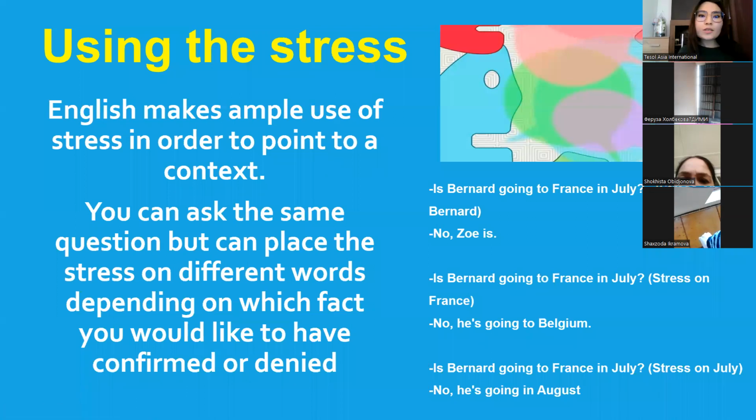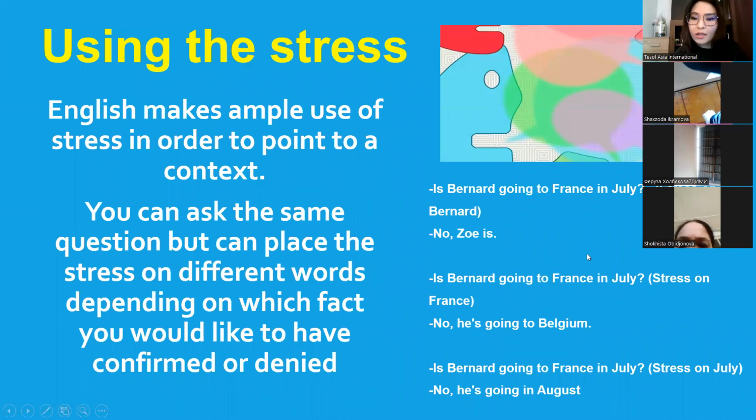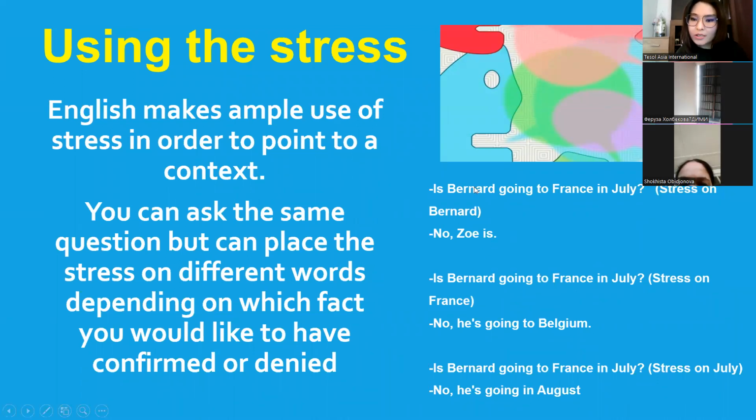And using stress in order to identify meaning. The stress can identify meaning, and the same sentence can give different sense when the stress is put on different words. Look at the same sentence, three ways of using stress on different words. In the first sentence, stress is on Bernard: is Bernard going to France in July? No, Zoe is. We want to focus on who is going there, and that's why we place the stress on Bernard.